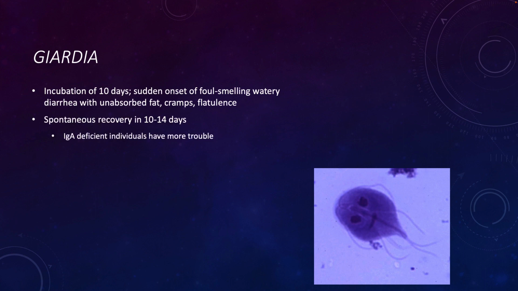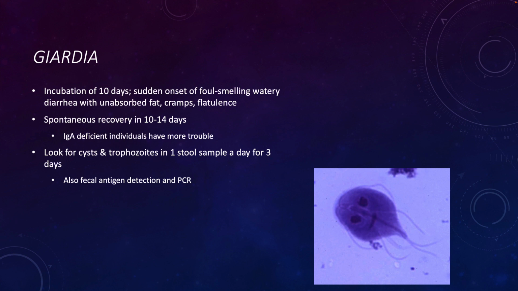Most patients will experience a spontaneous recovery in 10 to 14 days. However, patients who are IgA deficient or otherwise immune compromised might have more trouble clearing the infection. Remember, IgA is the most important mucosal antibody. You can look for cysts and trophozoites in one stool sample per day for 3 days. You can also look for fecal antigen and PCR.